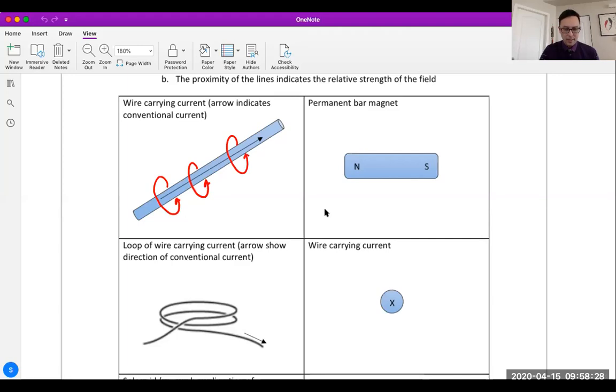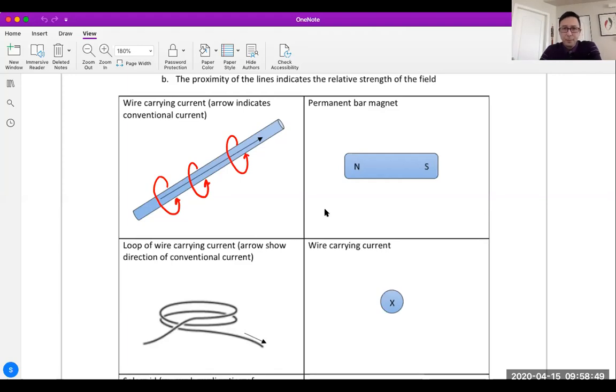Okay, so there's my diagram of the magnetic field around that wire carrying current, according to the right-hand rule: thumb indicating direction of current, fingers indicating direction of magnetic field lines. So the red lines here are magnetic field lines.